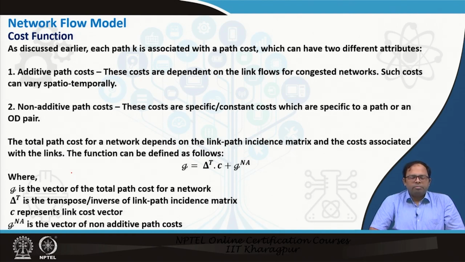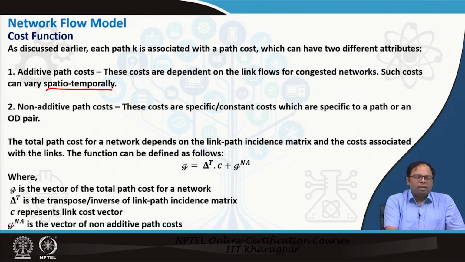One is the additive path cost, and the other is the non-additive path cost. Additive path cost depends on link flows. That means when the link is more congested, the cost actually increases. So this cost varies spatio-temporally. That means in each link and in different time periods, we will see the cost will vary.